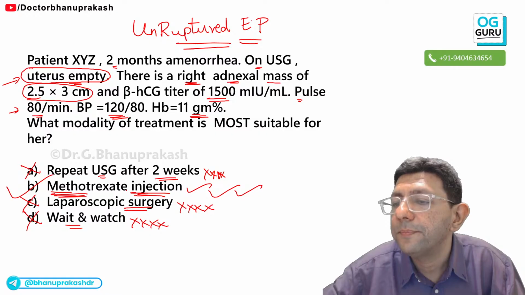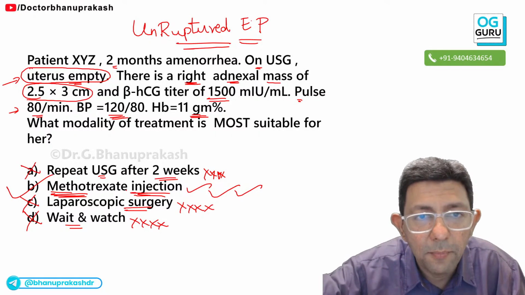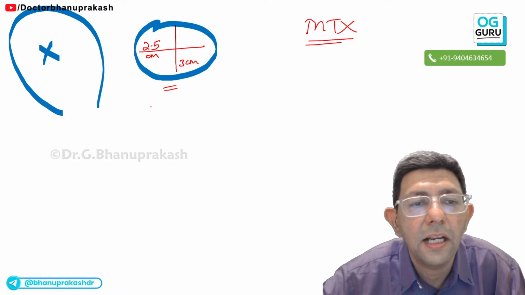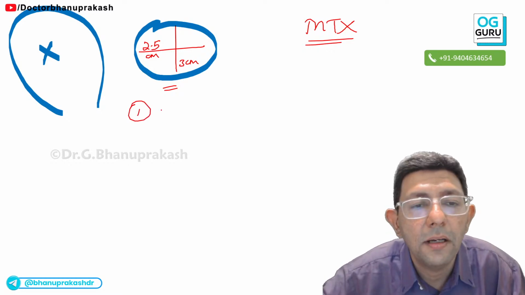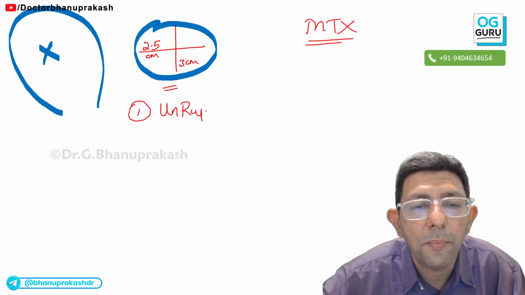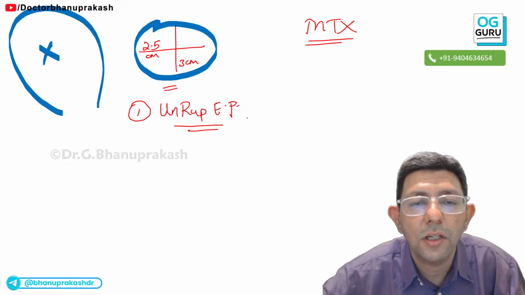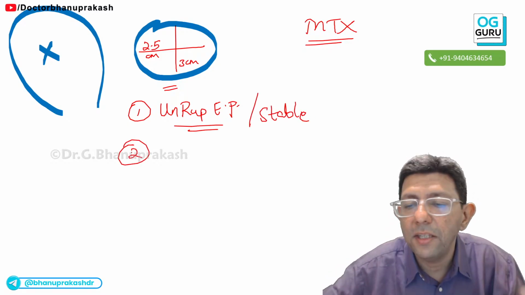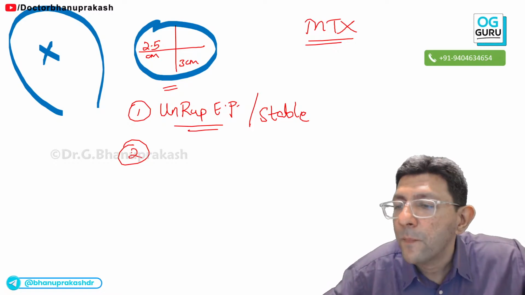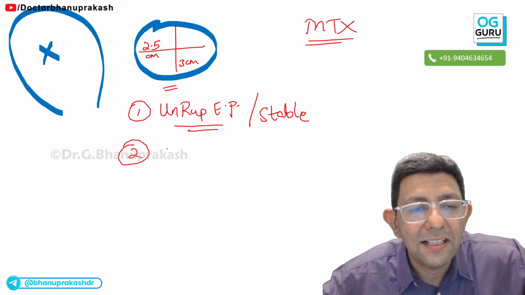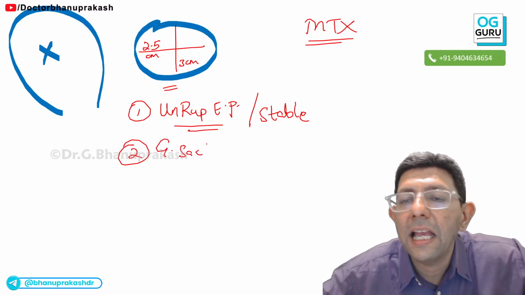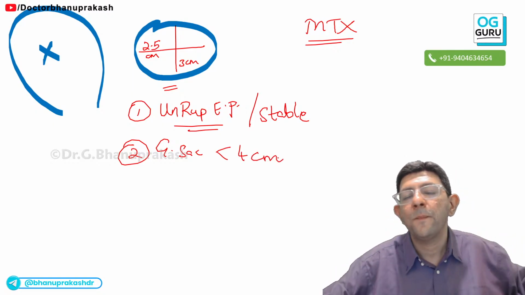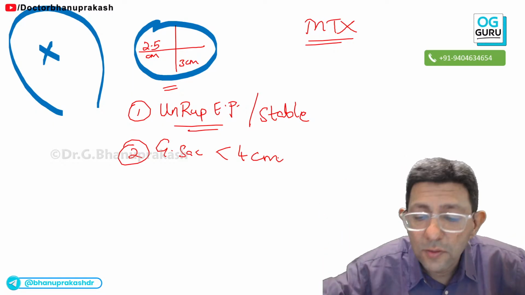Anybody? So point number one, whenever I want to give methotrexate, of course, it should be an unruptured ectopic pregnancy. That means the patient should be stable. Very important PYQ. Anybody, size criteria? What should be the size? Yes, sir, the gestational sac should be less than 4 centimeter. Okay, and that is also matching.